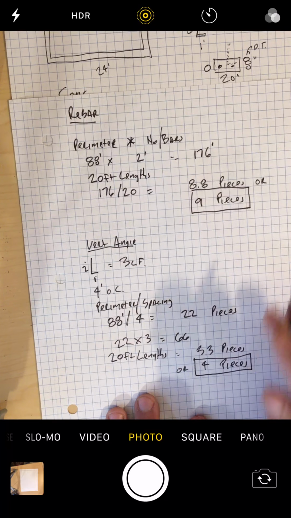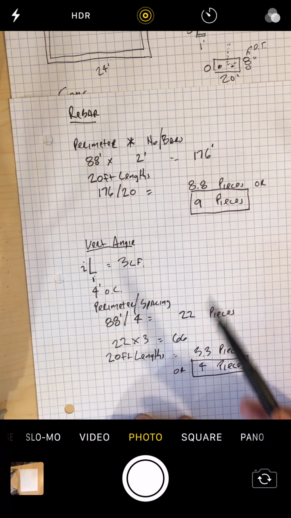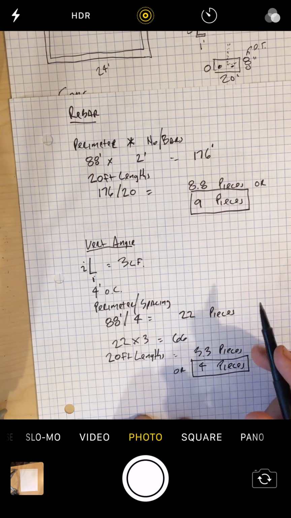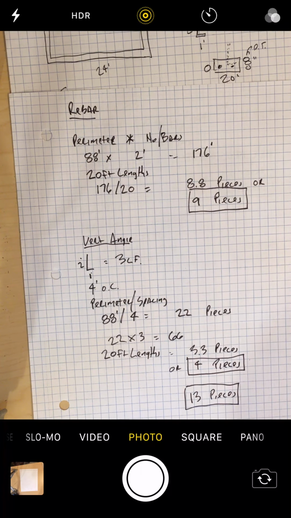So if we're looking at the total rebar, if we're going to add the total rebar for our reinforcing and for our angles, we're going to have 13 pieces total. If I get to a point where I ask for that specifically in a question, we would add those all together. All right, that's that solution.